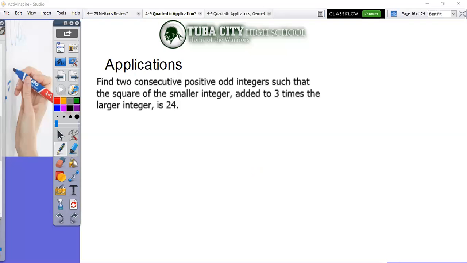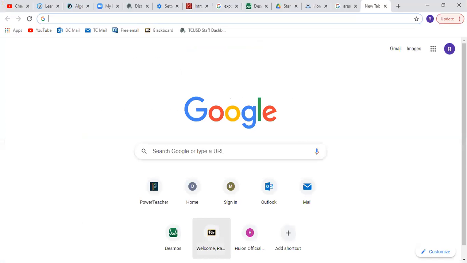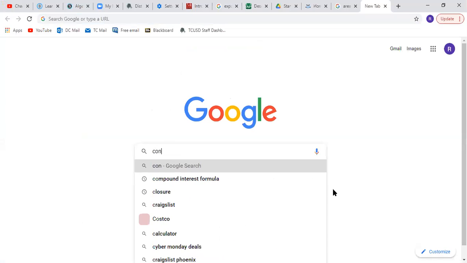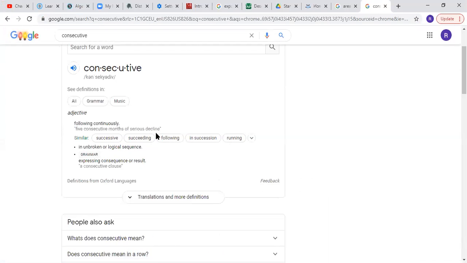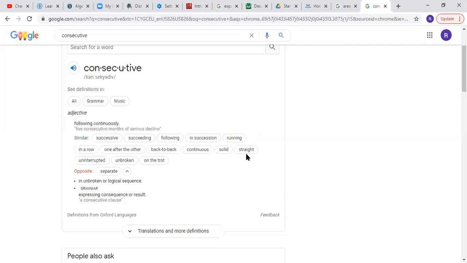Maybe this is a good idea, and I encourage students to always use their tools. So let's see what the actual definition of consecutive is. The good thing about math is that it usually follows the definition of its regular English counterpart. The way you would use consecutive in everyday speaking, you would still use it in math the same way. There are a few words that don't really match what they say, like roots. But anyway, let's see. Unbroken logical sequence. Following continuously. Similar words are successive, succeeding, following, succession, running, one after the other, back to back, continuous, unbroken.